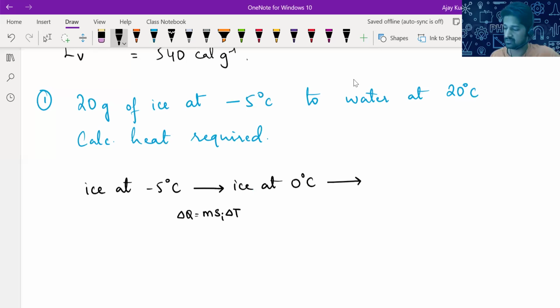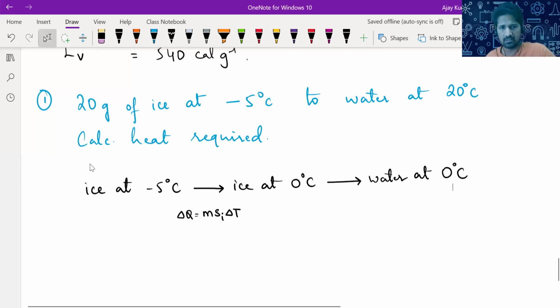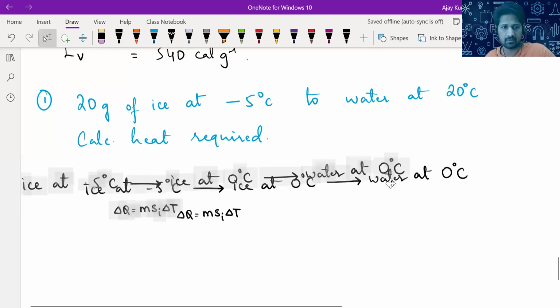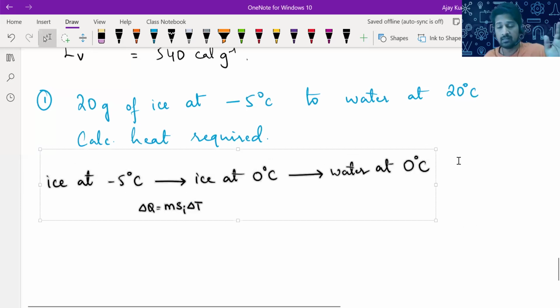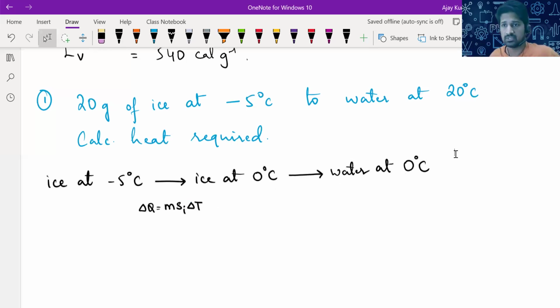Ice at 0 converts to water at 0. As I said, in your syllabus, we'll assume all the material present undergoes state change at the same temperature. And till all the material undergoes the change of state, temperature changes won't happen. Now, when ice is converting to water, change of state is happening.